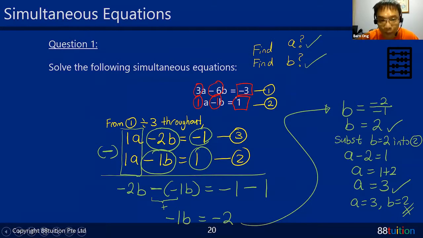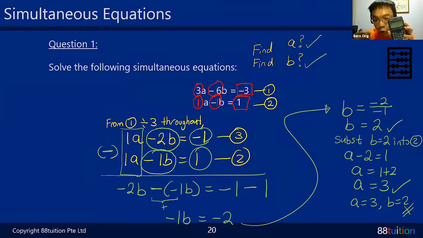So what you do? You press with me. If you're using this calculator, press 3, press equal. Press negative 6, press equal. Press negative 3, press equal. It will go into the next equation. Next, you press 1, press equal. Press negative 1, press equal. Press 1, press equal. Press equal again. They will say that the x is 3. Your calculator doesn't know that you're looking for A and B. So in this case, your A represents your x, your B represents your y.